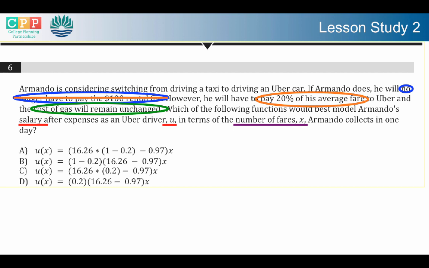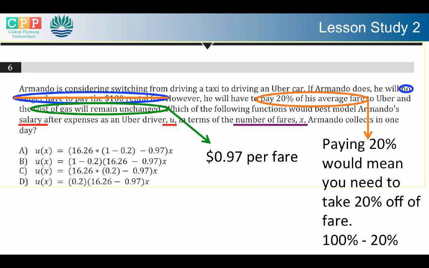Now, I underlined salary and the U, so you'll notice that those are both in red. Salary means it has a variable U, and the number of fares is X, underlined in purple. The cost of gas from a previous question was 97 cents per fare. And then paying 20% means you need to take 20% off the fare. So you have 100% of the fare minus the 20%. That is the key to this question, where to put that minus the 20%.